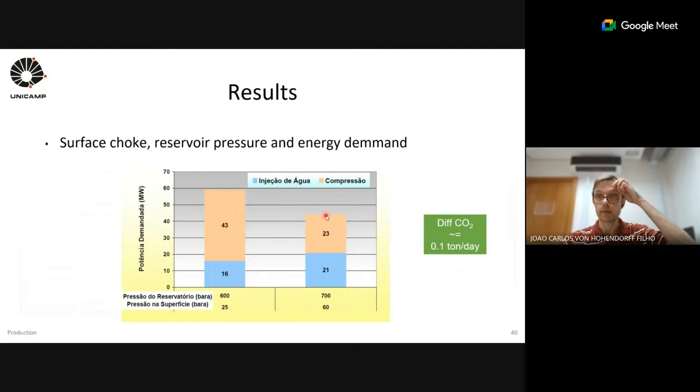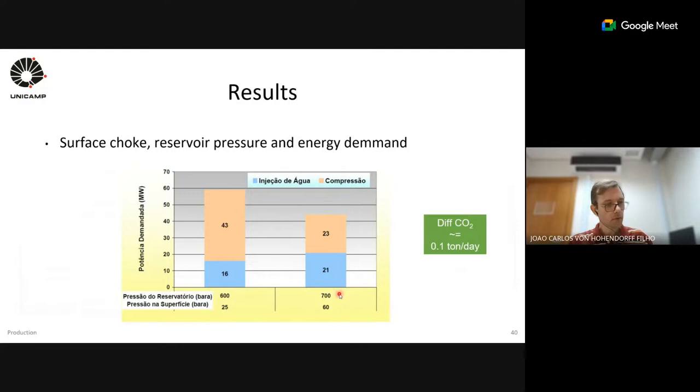Just changing questions related to the pumps and compressors. Okay, so how is the idea? In this case, topside details could affect the operation of my system, could affect my production of CO2, the CO2 emission.